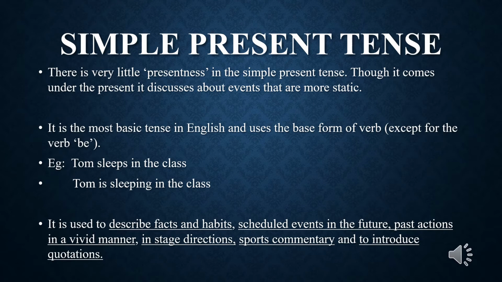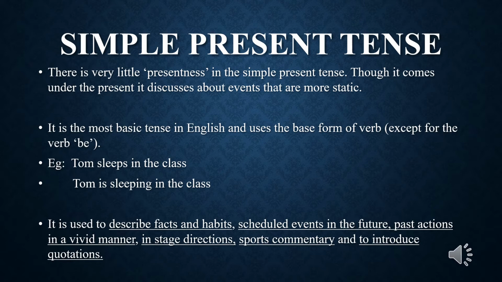And the second sentence uses the continuous tense and the ing form of the verb sleep is used. Thus, it means that Tom is sleeping right now in the class. So that's the difference between these two sentences, where the first sentence refers to a habit and the second sentence refers to an action that is happening right now.